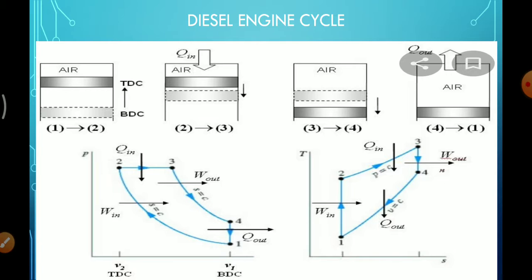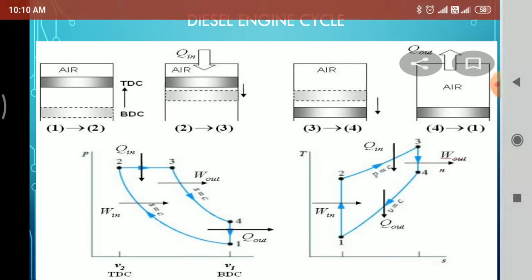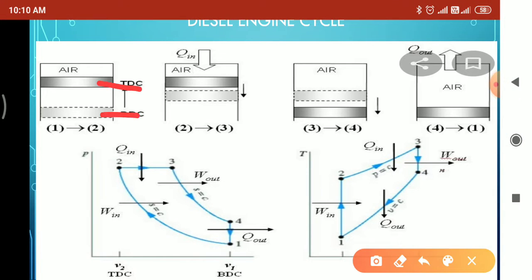Dear friends, today I am going to explain about the diesel engine cycle. As shown in the figure, you can see the PV diagram and TS diagram, along with the piston and cylinder arrangement. In this cycle, air is the working medium. You can see here this is TDC, this is BDC, and this is called one stroke.